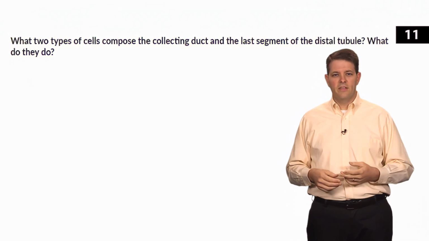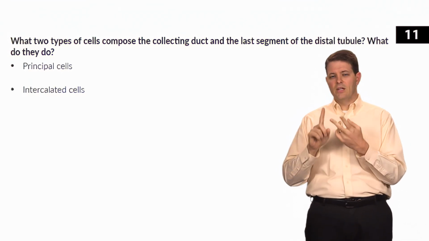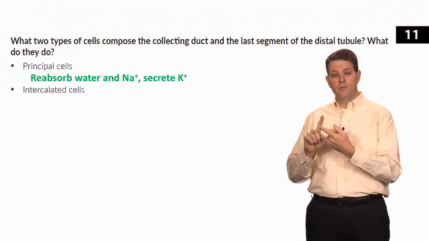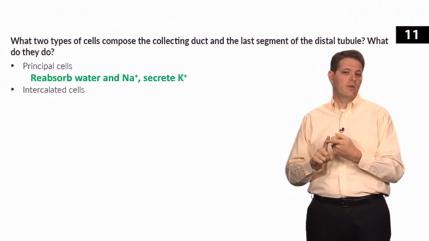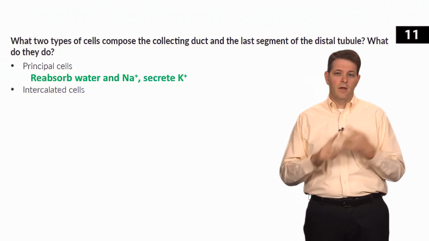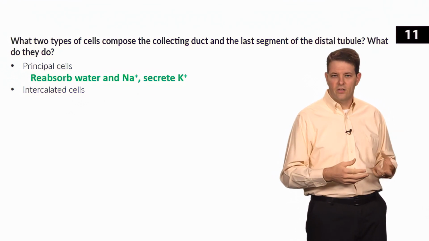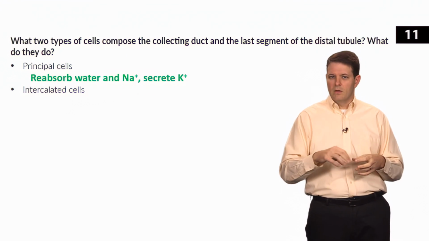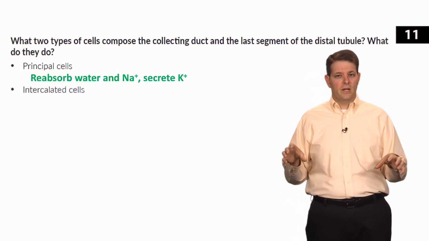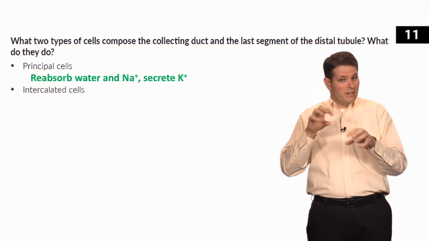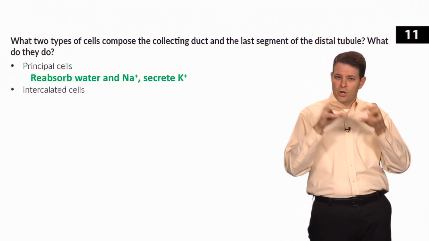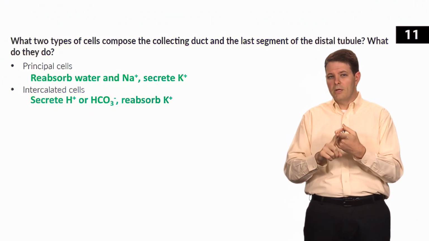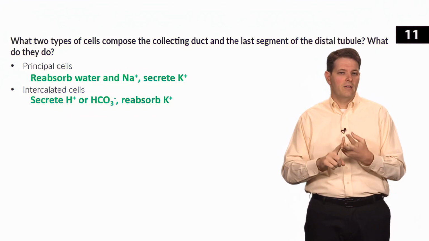Well, there are two types of cells here, principal cells and intercalated cells. So the principal cells have two main functions. They reabsorb water and sodium, and they secrete potassium. Then the other cell type is the intercalated cells. Intercalated means inserted or stuck in between. So the principal cells make up most of the collecting tubule, but then inserted in between those principal cells you have intercalated cells, which have two functions: to secrete either hydrogen or bicarbonate and to reabsorb potassium.